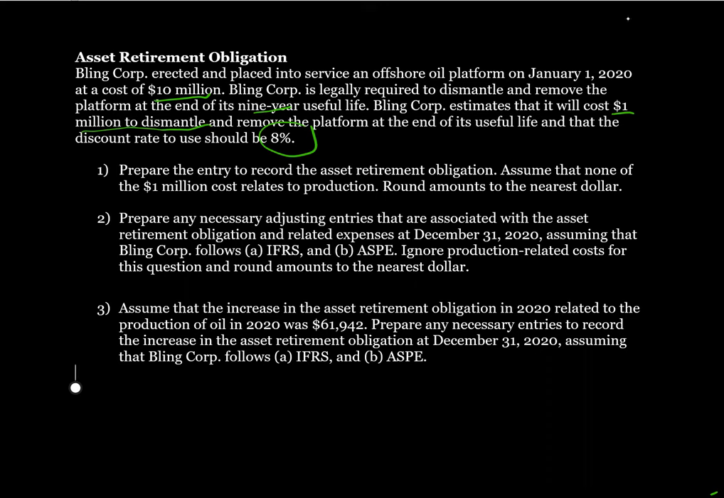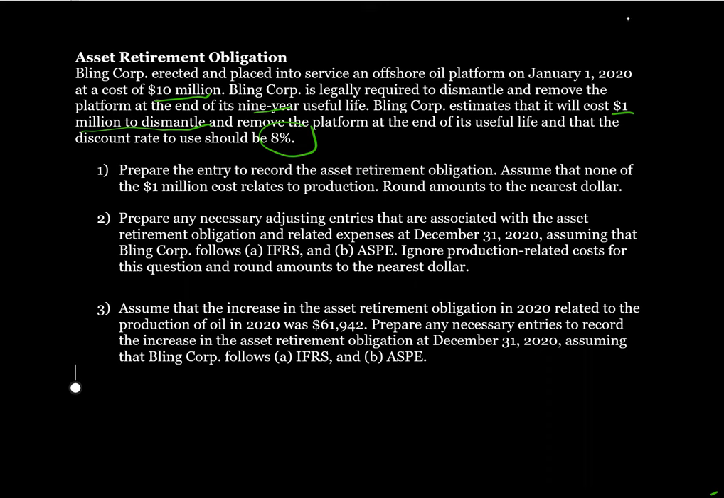But we're not told what we should record it at. And we know that we need to record the asset retirement obligation at the present value of the future cash flows. We don't know what the future cash flows are. We know that in 9 years, we're going to have to pay $1 million, but what's the present value of that? So let's get out our financial calculators and give this some thought.